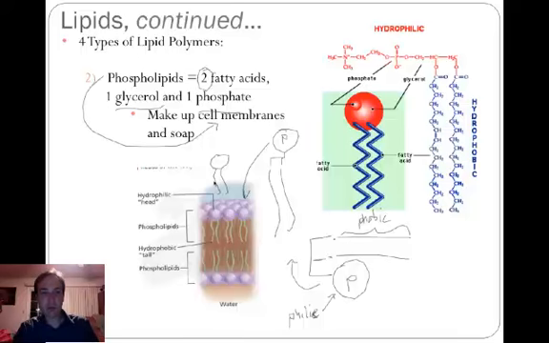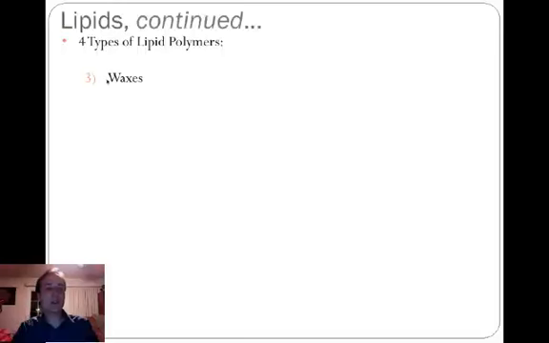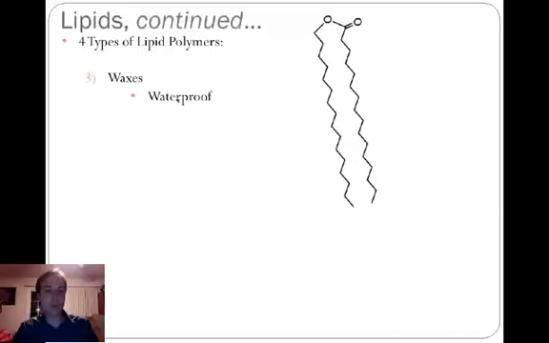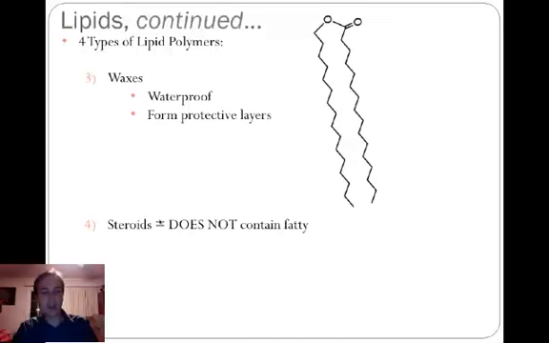So that's a phospholipid. Another category of lipids is waxes. Waxes are all about waterproofing. They form protective layers. For instance, a leaf on a plant in a really hot area that's worried about losing water may coat its leaf with waxes to make it waterproof, so that the water is trapped within the leaf and doesn't evaporate as fast. It's a protective layer.